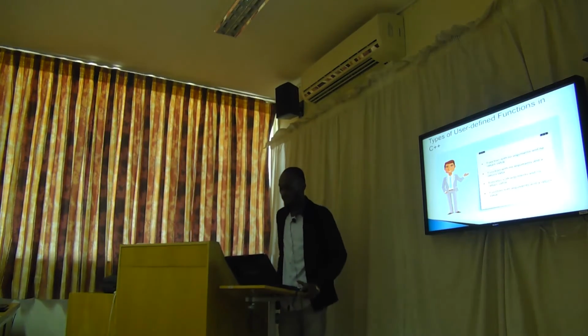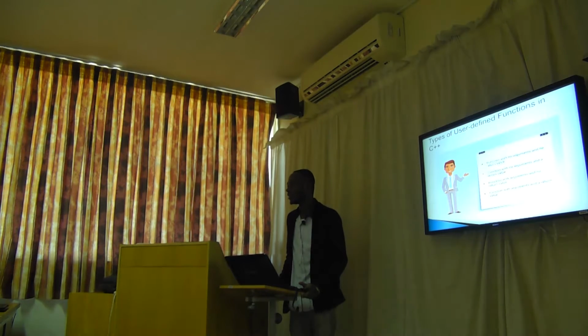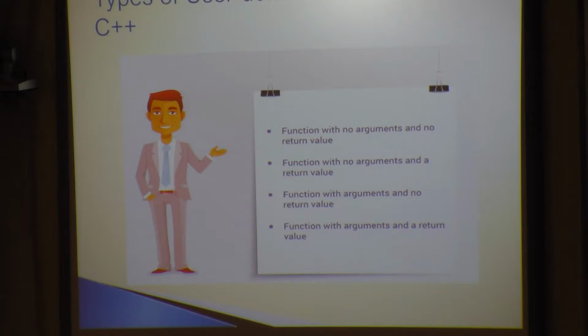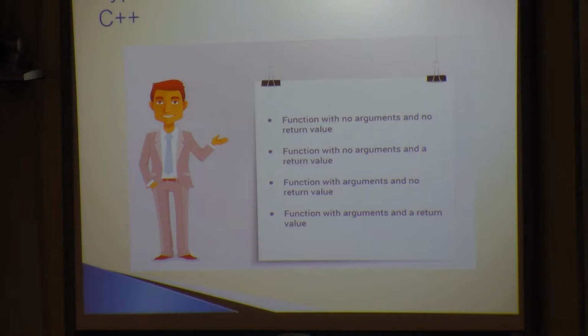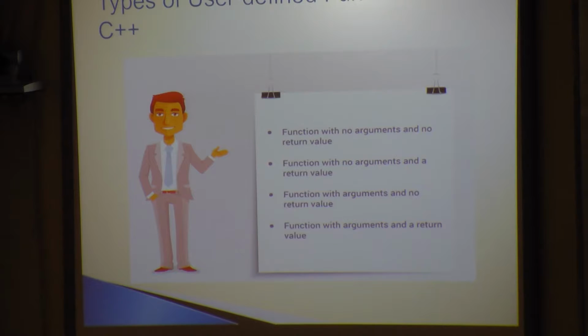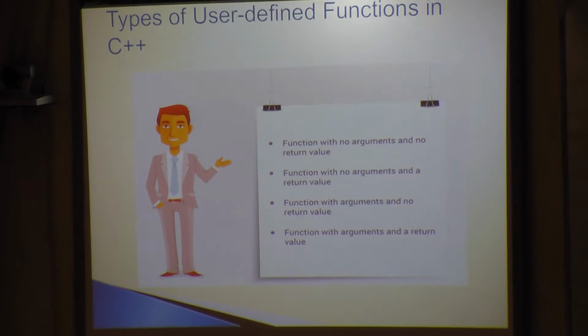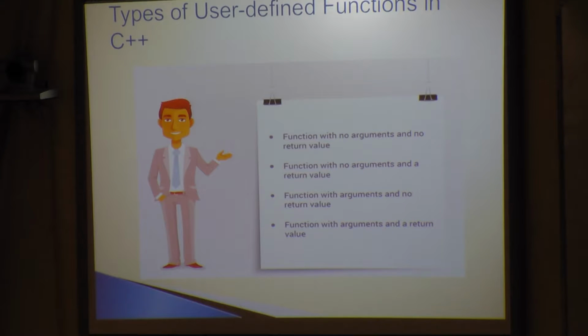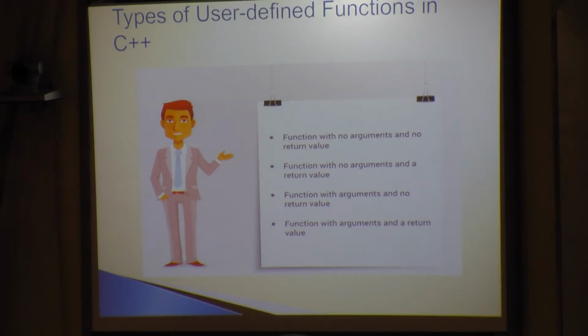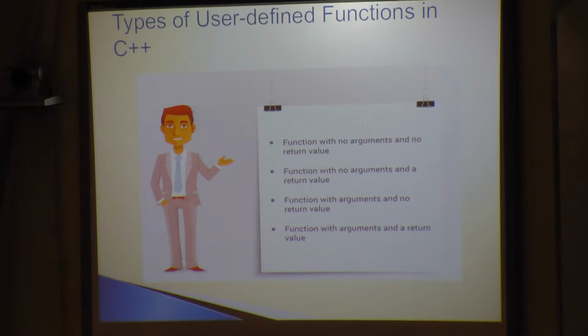Like I say, we have some types of user-defined function. Normally, we categorize them into 4 types: a function that returns no values, a function with no arguments and a return value, a function with arguments and no return values, and a function with arguments and a return value. It just depends on the exercise that you are going to do. Even for the same exercise, it depends how you play around with your code.